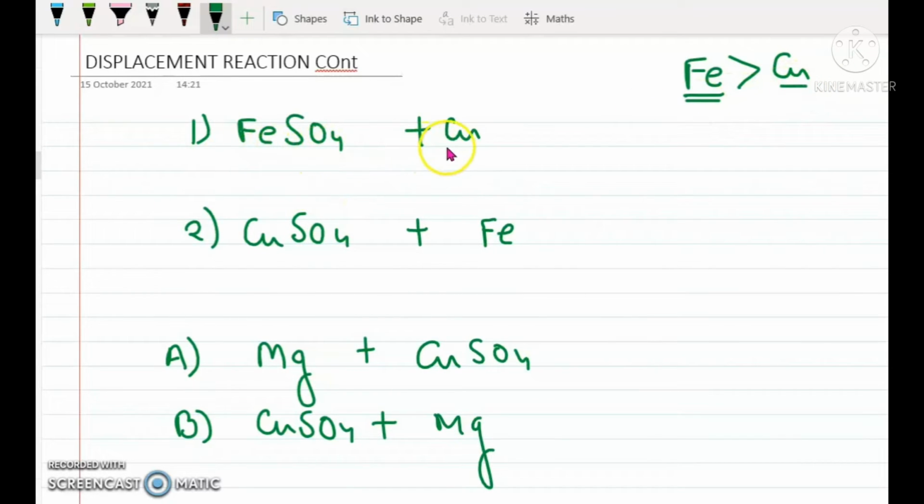Now FeSO4, when put in the copper solution, you know that copper is a weaker one and it does not have the potential to displace Fe from its compound. So this reaction won't take place.